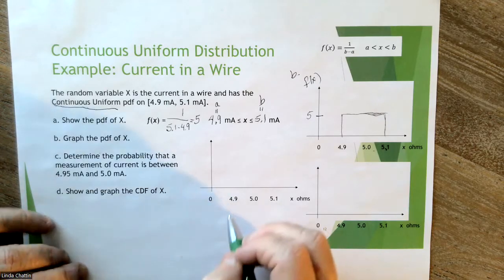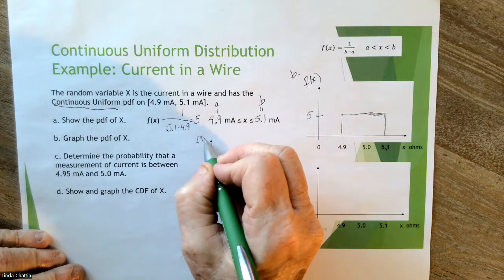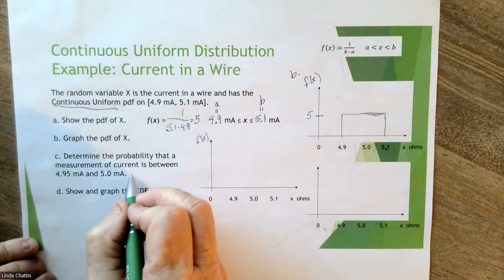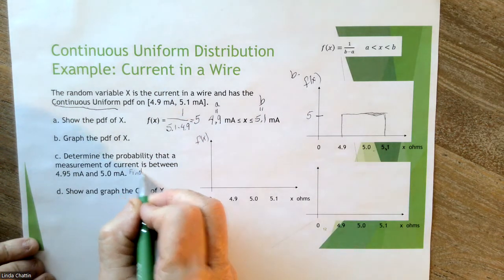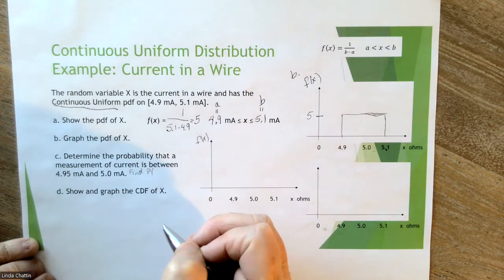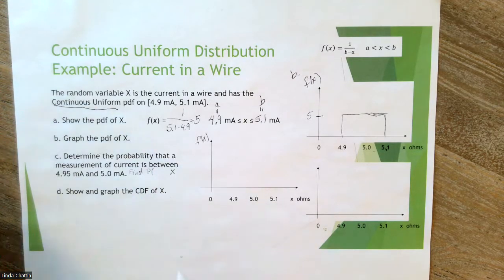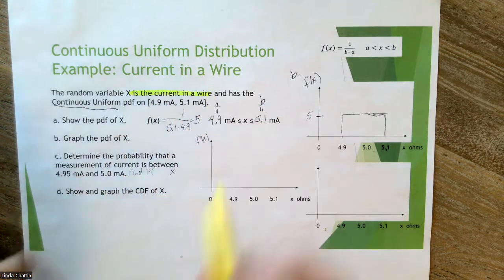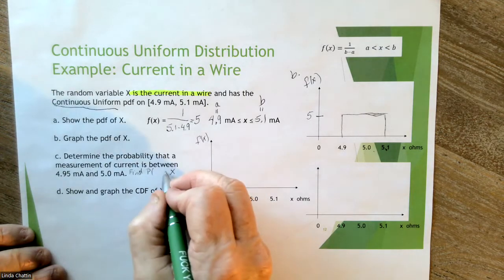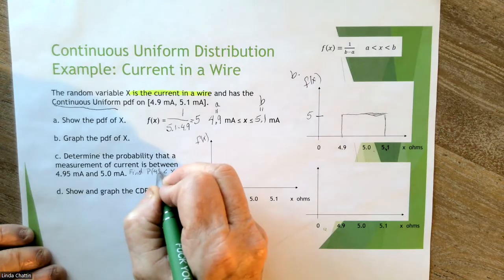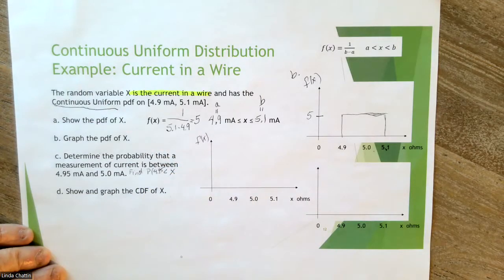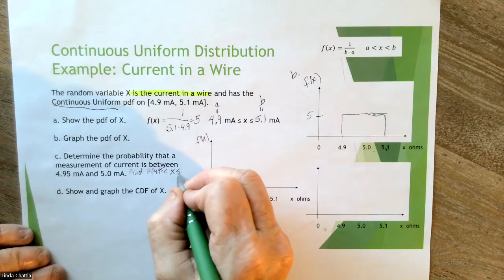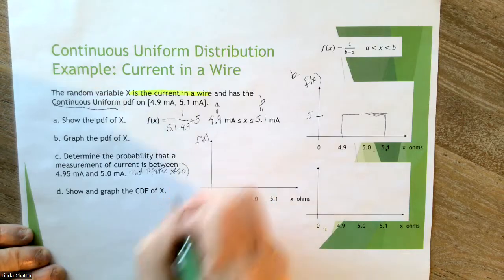0 milliamps. So I'm going to redraw this again. And what they want me to find is they're saying find the probability that my wire current, which again, the definition of X has been defined up here. X is the current in a wire. So what's the probability that the current in a wire is between 4.95 milliamps and 5.0 milliamps, sorry.